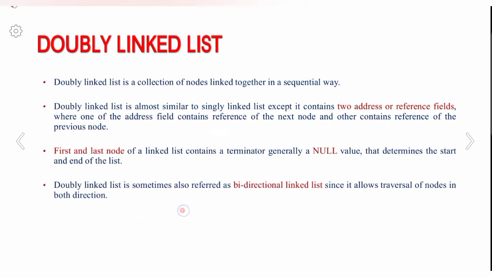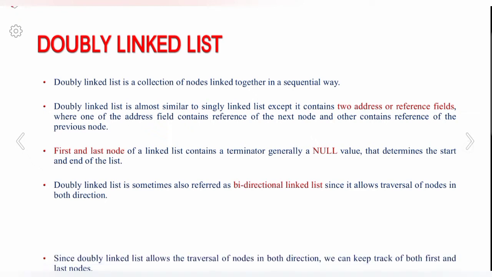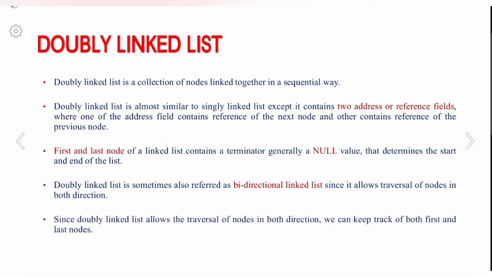A doubly linked list is sometimes referred to as a bidirectional linked list since it allows traversal of nodes in both directions. It is called a bidirectional linked list because you can traverse either forward or backward. Since it allows traversal of nodes in both directions, we can keep track of both the first and the last nodes, right? So in a doubly linked list we can traverse in either direction, and we can easily access the first and last nodes.